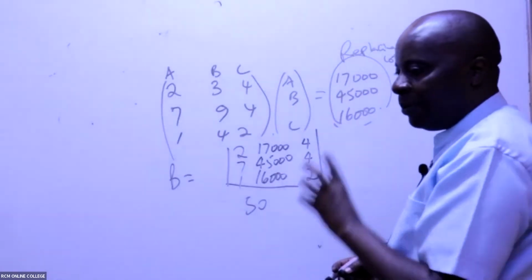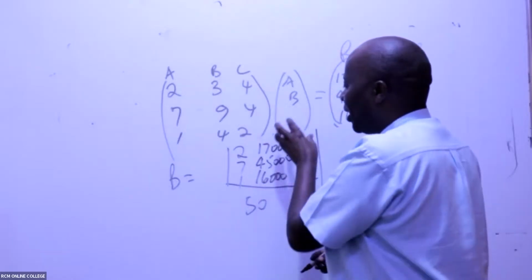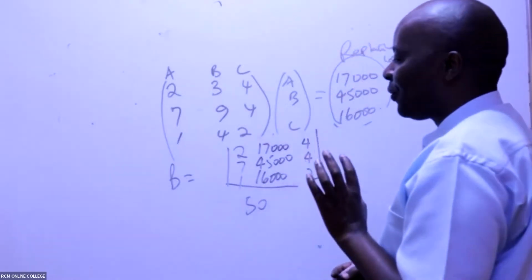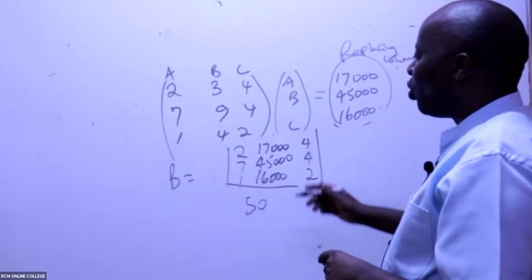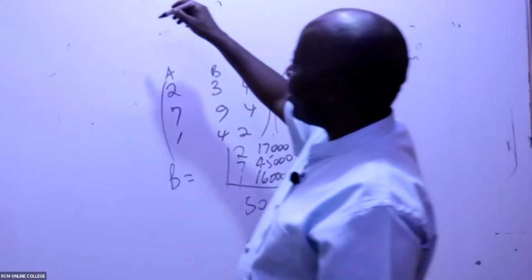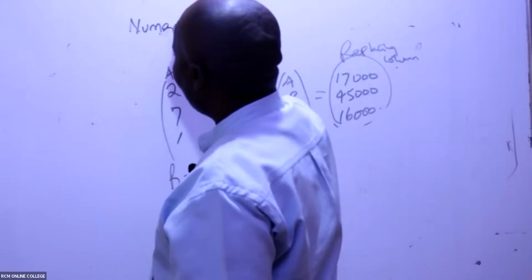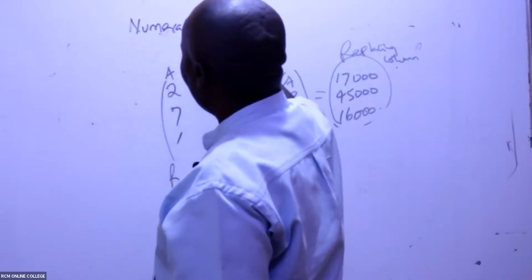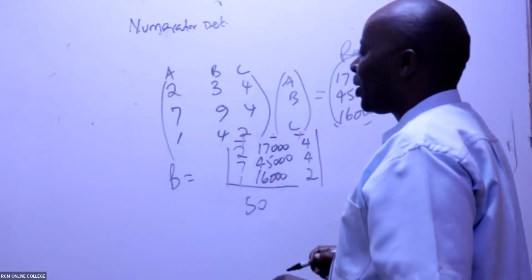So when the column of B disappears, it means the column of A remains, B now is there, and then we have C remains. Now from there, ladies and gentlemen, you shall be able to go ahead and give me the determinant for the numerator here. So numerator determinant. So remember, this is plus, this is minus, this is plus.